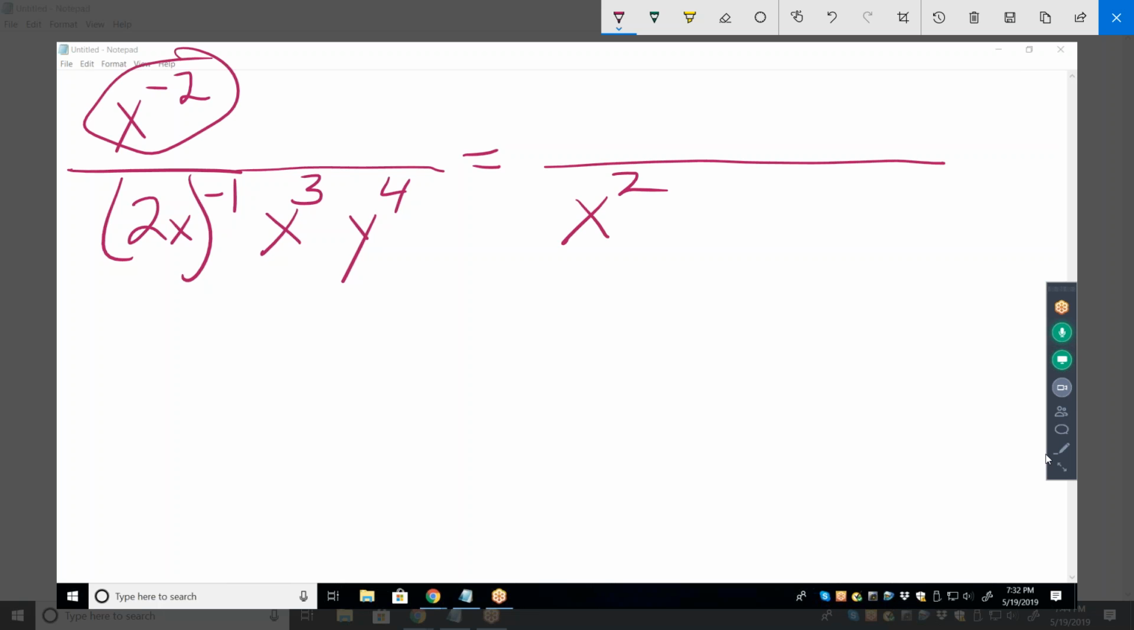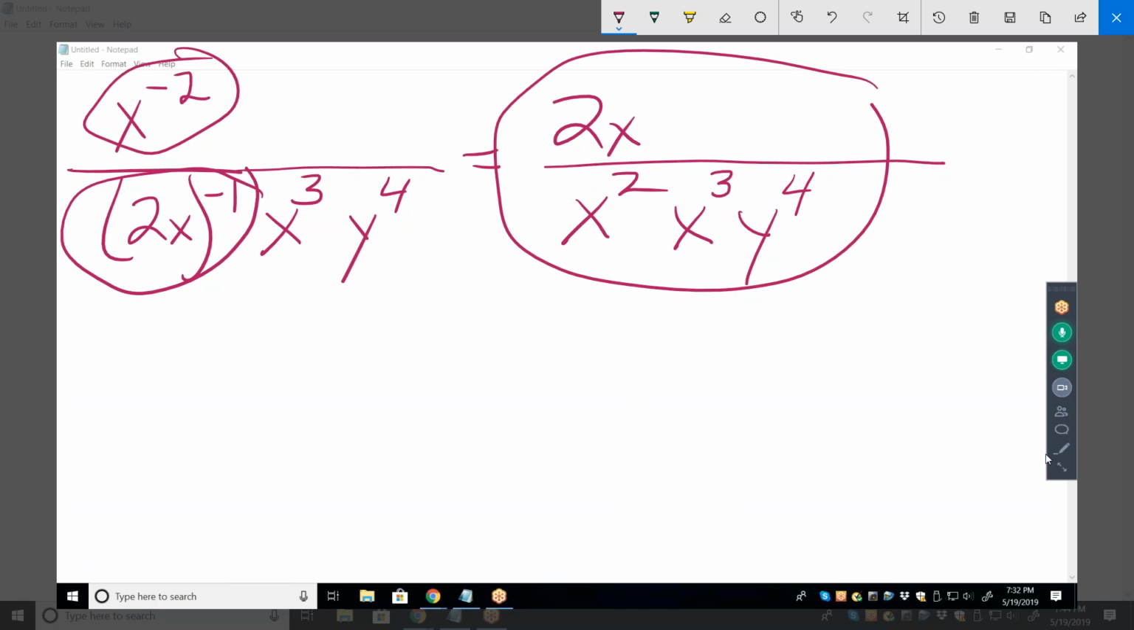And what am I going to do with this 2x to the minus 1? Move it to the top, so it'd be 2x. Don't need any exponent. 1 is assumed. Still got this x to the 3rd in the denominator and this y to the 4th in the denominator. Do you get how I got to that step? Yes. Okay.